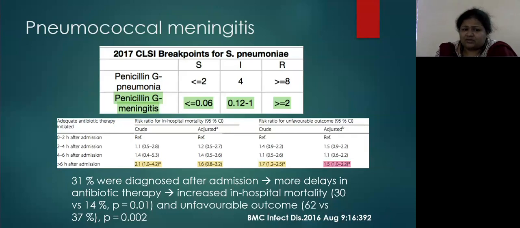This was a Danish study which looked at about 200 people with bacterial meningitis, and it looked at the delay in giving the antibiotics. If you look at the last column, when there was a more than 6-hour delay, the adjusted mortality went up, it was 1.5, and unfavorable outcome was 1.5 times the other. So starting early, starting appropriate therapy, is very important.